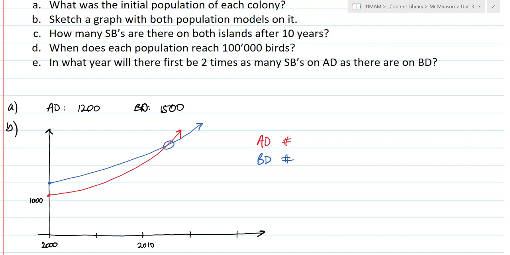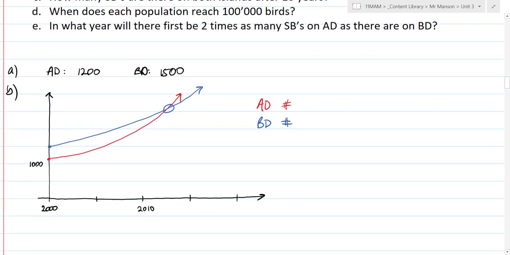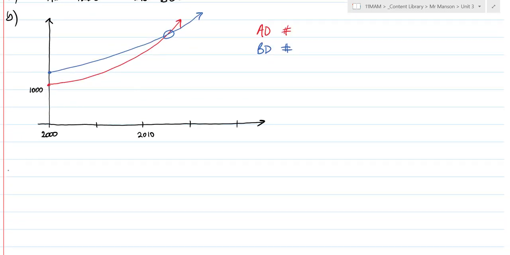How many squawker birds are there on both islands after 10 years? So this is just a simple case of substituting 10 in. And so C, we get for Ubba Dubba, the population is equal to 1200, and I might need your help with the calculator here, times by 2.8 to the power of 0.3 times 10.